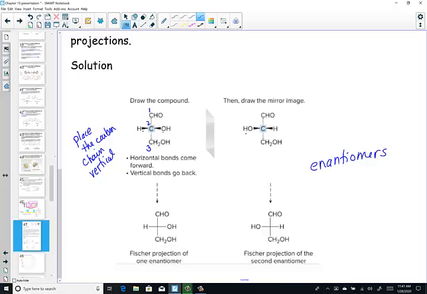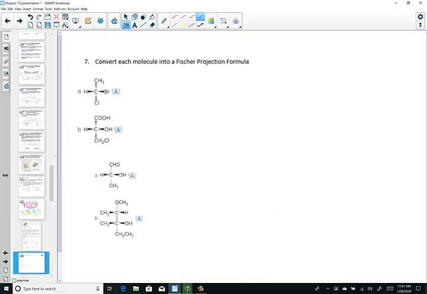I'm going to flip the page and see some more examples of drawing Fischer projections. In letter A, the chiral carbon is at the center, and I have a methyl group up, chlorine down, hydrogen, bromine.